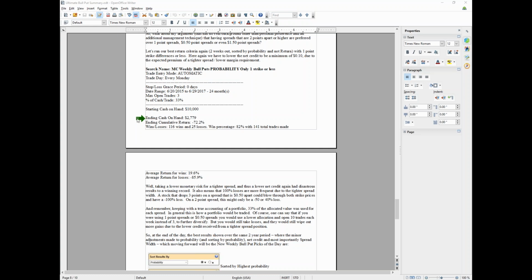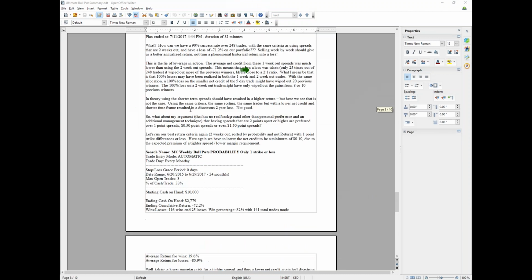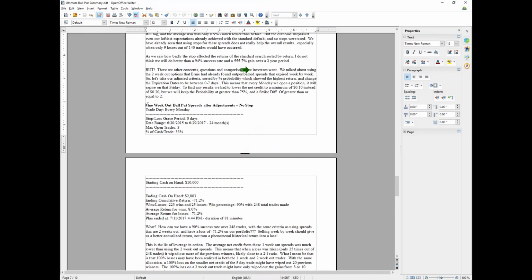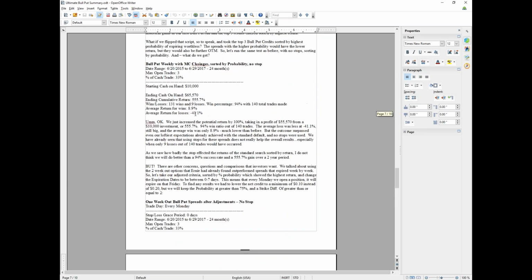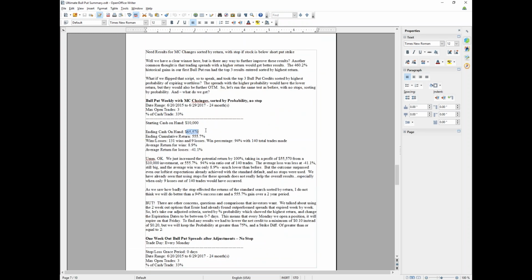Okay, one last review. This losing track record is using 2-week out spreads that are 1 strike or less. Same stock criteria, 72% loss. Okay, this other one that had a losing track record was trying to go 1 week out in time instead of 2 weeks out in time. 71.2% losses, same stock criteria. The one where it went up to 65,570 was the one that was 2 weeks out in time. Okay, now those are the changes that were made. That's what's available as well.